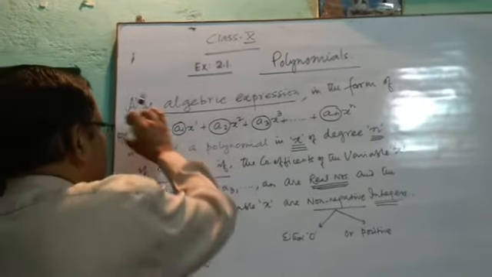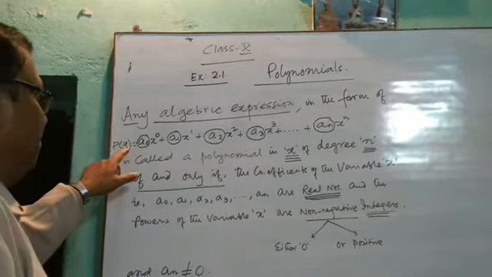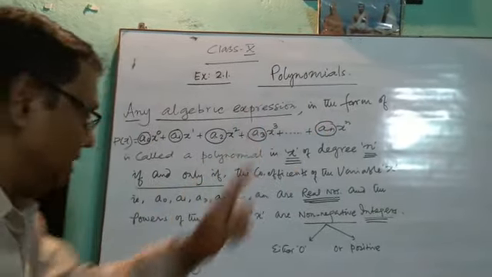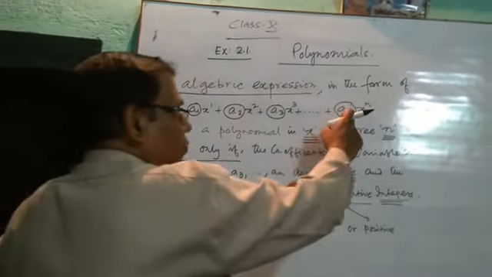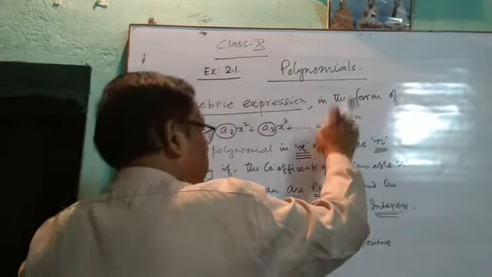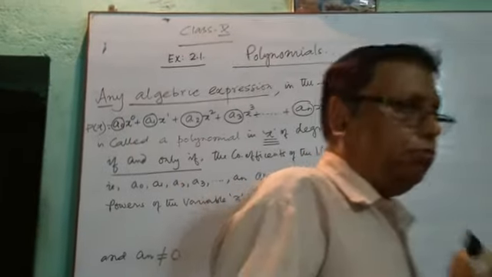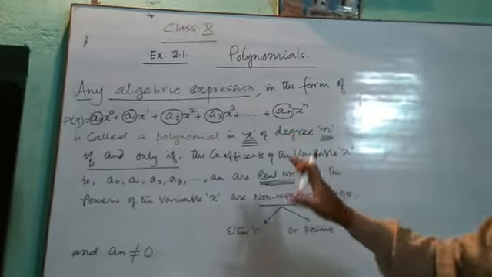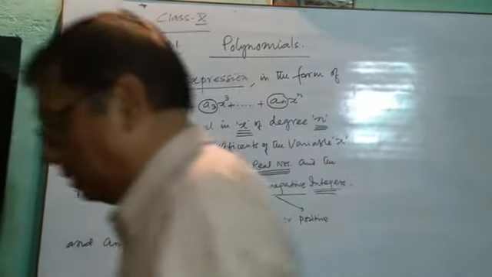If this happens, then this will be termed as a polynomial in x of degree n, with one more condition, an not equal to 0. That means the coefficient of the highest power of the variable should not be equal to 0. So this is the basic definition of the polynomial, dear students. You must go through it. You must try to understand each and every word that I have written in this definition.